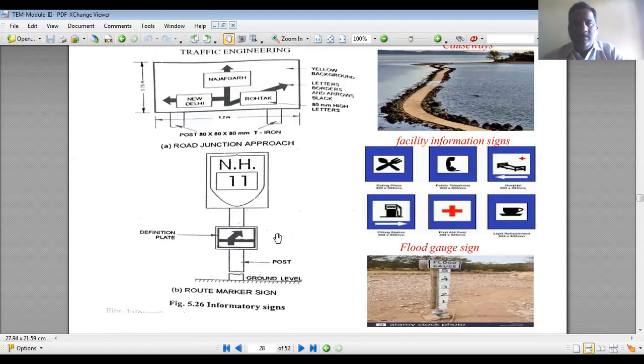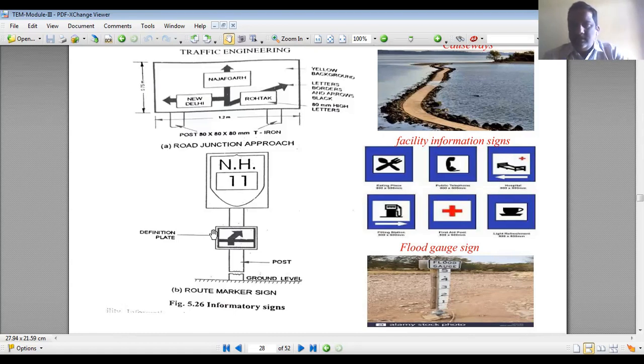So these are the three types of traffic signs according to the Motor Vehicles Act 1988. Actually, this Motor Vehicles Act was formed in the year 1939 and revised in the year 1988. So what we have learned till now is that, according to the Motor Vehicles Act 1988, traffic signboards are categorized into three categories.